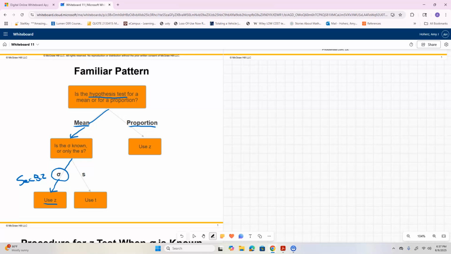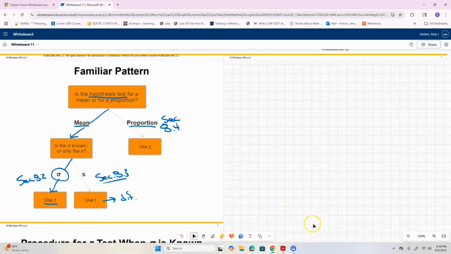When we get to section 8.3, we'll only have the S. And because we only have the S, we'll use a T. And when you use T, that means you're using the degrees of freedom and you're stopping partway down your table and not going all the way to the bottom. And then when we get to 8.4, we'll be working with proportions. When we're working with proportions, the standard deviation doesn't come into play, so we can go back to using Z again.